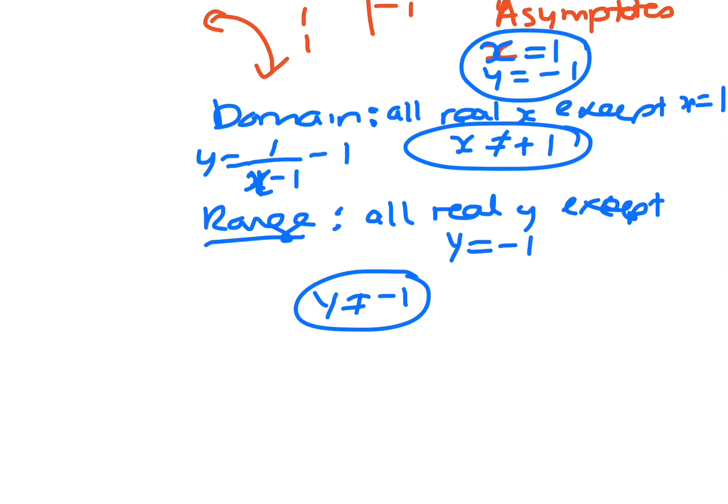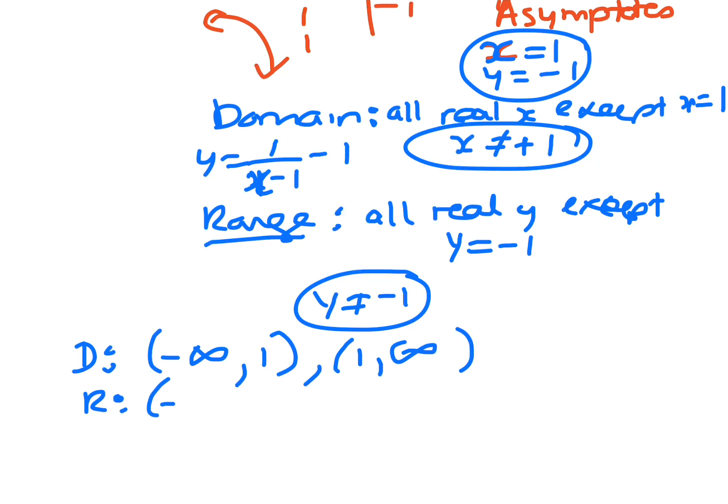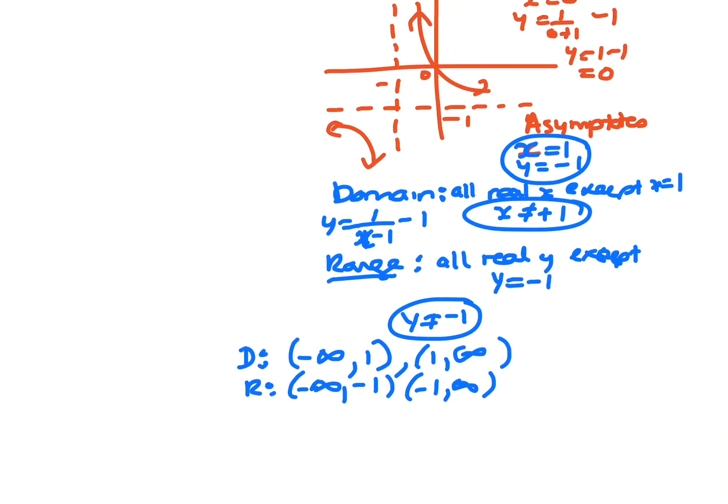You could also write these in interval notation. So it's minus infinity to 1, and then 1 to infinity for the domain, and for the range, minus infinity to minus 1, and minus 1 to infinity.